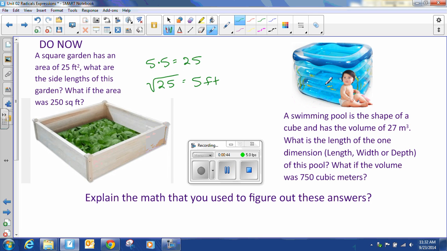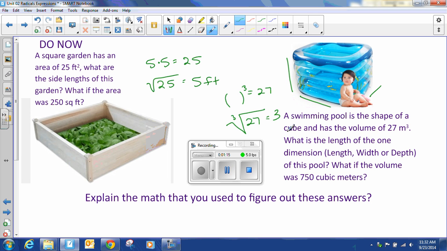Let's consider this swimming pool problem. This is a volume problem. The shape is a cube and has a volume of 27 cubic meters. What is the length of one of the dimensions? That's the length, width, or depth. So basically we need to know what number cubed is 27. In other words, we're looking for the cube root. And the cube root of 27 is 3.